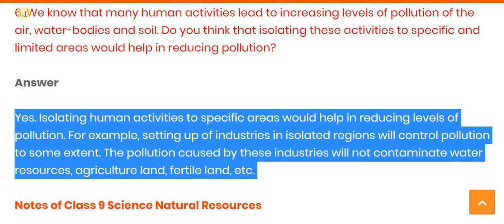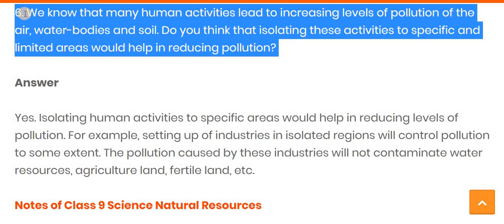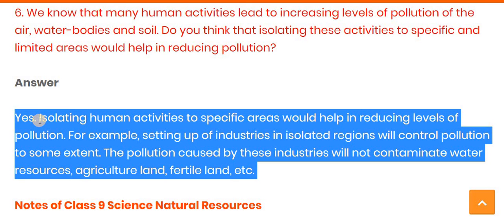So the question is: we know that many human activities lead to an increase in the level of pollution of air, water bodies and soil. Do you think that isolating these activities to a specific and limited area would help in reducing pollution? Yes, if we isolate them, it definitely reduces the pollution. So isolating human activities to specific areas would help to reduce the level of pollution. For example, setting up an industry in an isolated region will control the pollution to some extent, and the pollution caused by the industry will not contaminate the water resources, agricultural land and fertile land.